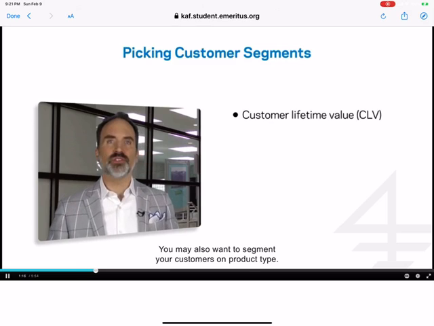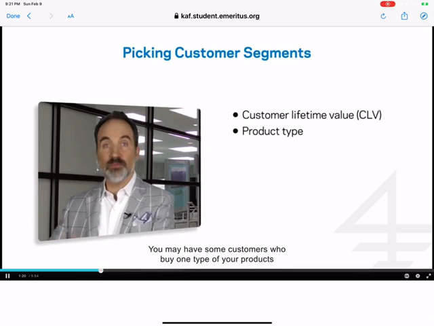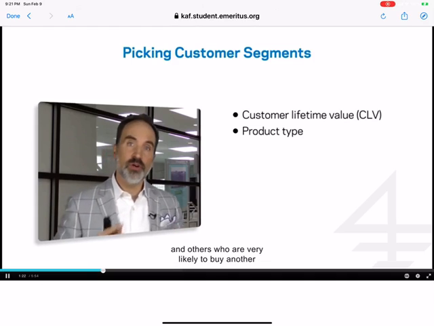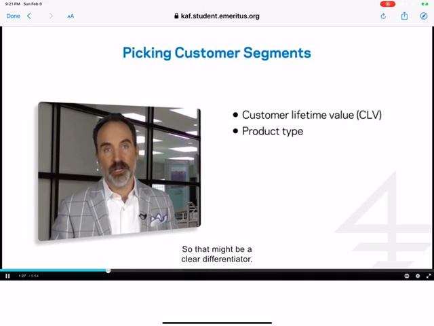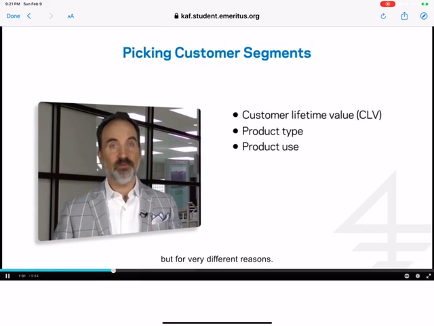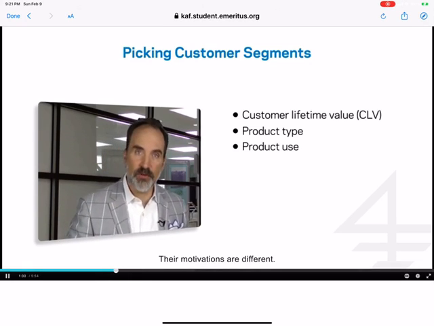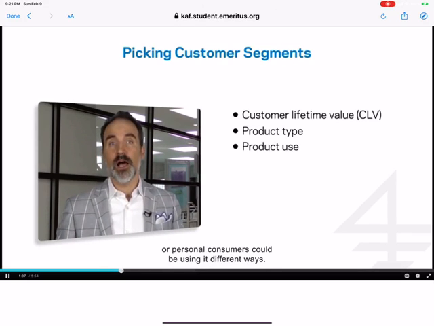You may also want to segment your customers on product type. You may have some customers who buy one type of your products and others who are very likely to buy another, and they don't overlap. That might be a clear differentiator. Or their product use. You may have the same customers buying your same product, but for very different reasons. Their motivations are different.